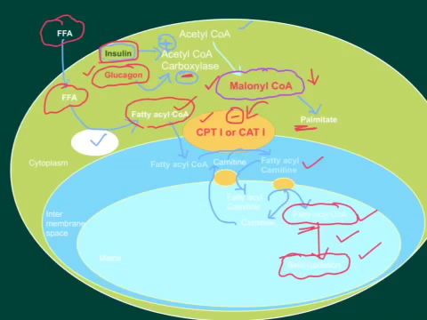So it all comes down to the concentration of malonyl-CoA. If the malonyl-CoA concentration is more, it means CPT1 or CAT1 is inactive. If the malonyl-CoA concentration is less, CPT1 and CAT1 are active, and they will allow fatty acids into the mitochondrial matrix for beta oxidation process. I hope you understood. The regulation of beta oxidation is all over CPT1 or CAT1 on the outer mitochondrial membrane, and that is controlled by concentration of malonyl-CoA.